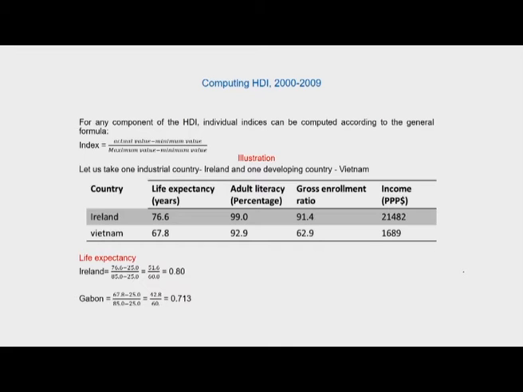So this is the index. The index is calculated by this formula: actual value minus the minimum value divided by maximum minus minimum. And here Ireland is an advanced country, and this is Vietnam, which is a developing country, and the life expectancy, adult literacy, gross enrollment ratio and income data are given as such. So we first calculate the life expectancy index going by this formula: actual minus minimum divided by maximum minus minimum. So we have 0.8 and 0.713.